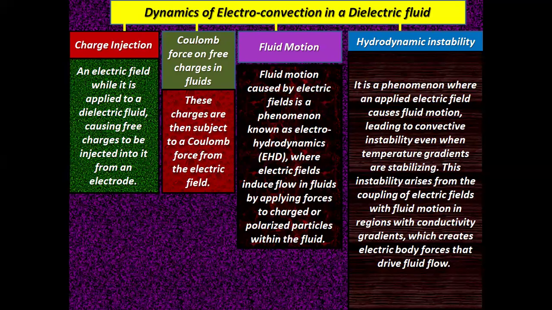Hydrodynamic instability. It is a phenomenon where an applied electric field causes fluid motion, leading to convective instability even when temperature gradients are stabilizing. This instability arises from the coupling of electric fields with fluid motion in regions with conductivity gradients, which creates electric body forces that drive fluid flow.